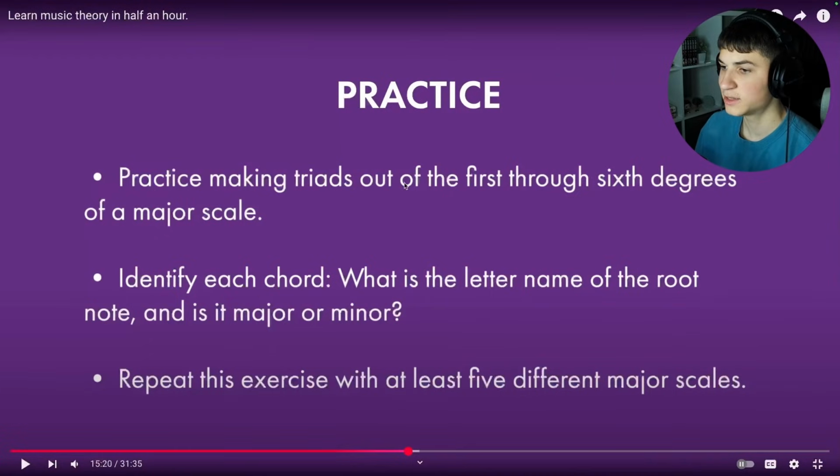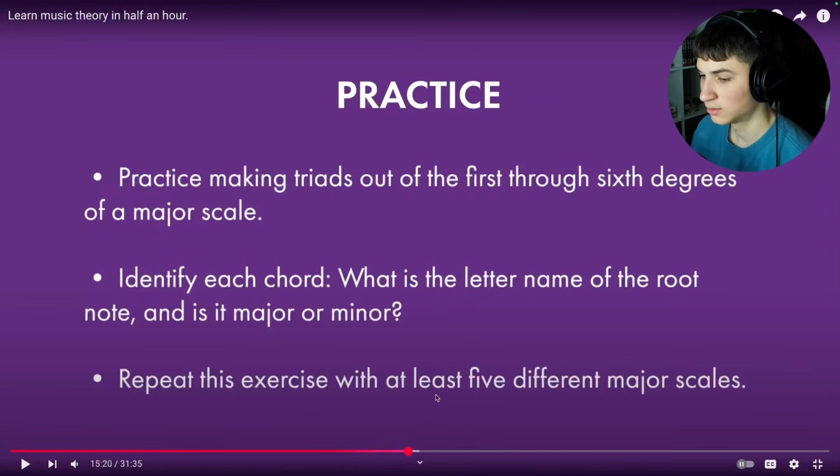Okay, so this practice, basically what it says is practice making triads out of the 1st through 6th degrees of a major scale, and identify each chord. What is the letter name of the root note, and is it major or minor? So basically I need to be able to play a chord and say, this is the 6th chord and it's minor. And then I need to do this with at least 5 different major scales. Pretty much go through the entirety of 5 scales, all the triads that are in them, except for the 7th one. I'm assuming that's because maybe the 7th one is always diminished. We'll find that out.